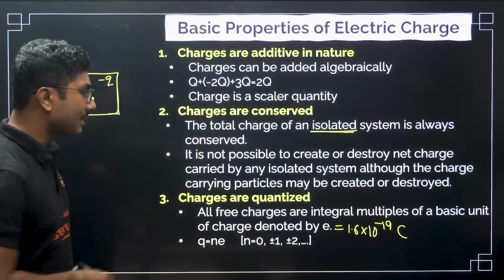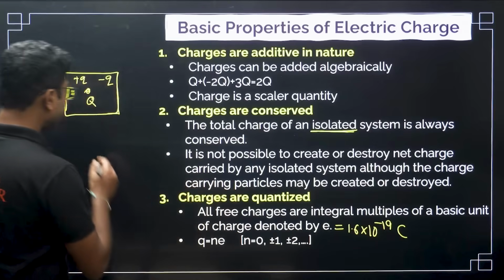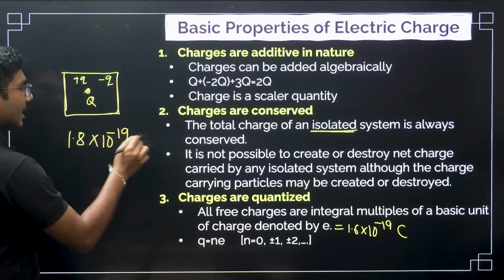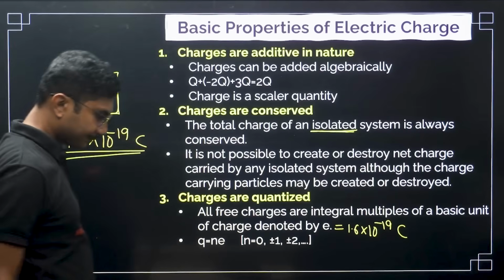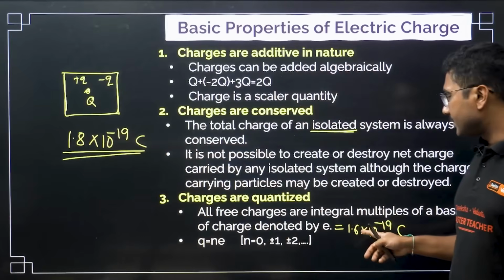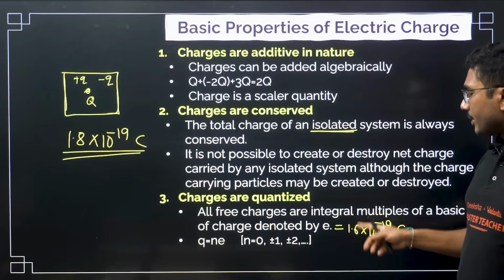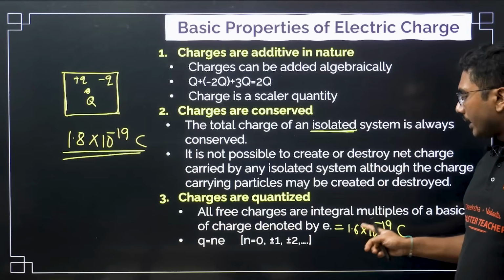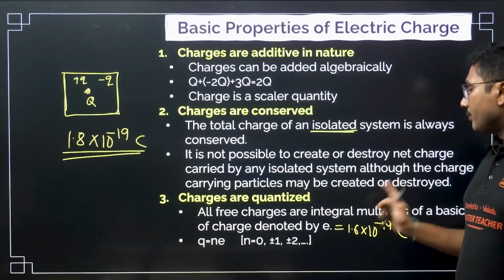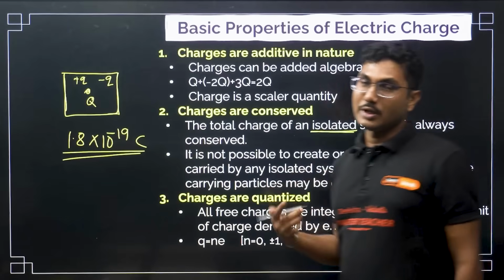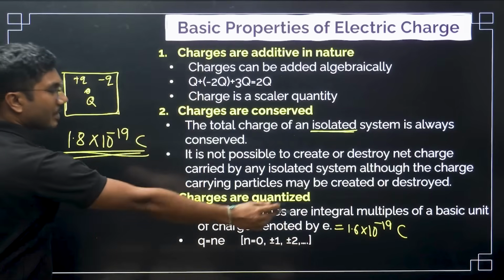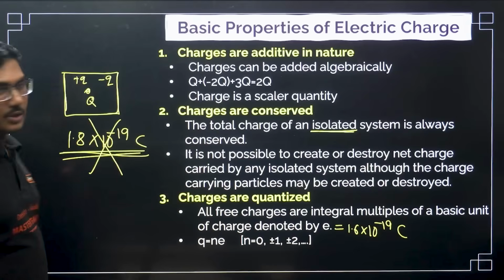Suppose you see a charge saying 1.8 into 10 to the power of minus 19. Is this charge possible or not? You can see that this is not an integer multiple of this number. Integer multiple means if you multiply this number with 1, you get this. If you multiply this number by 2, you get 3.2. If you multiply by 4, and so forth, right? But this number is not an integer multiple of this number, so this charge is not possible, right?